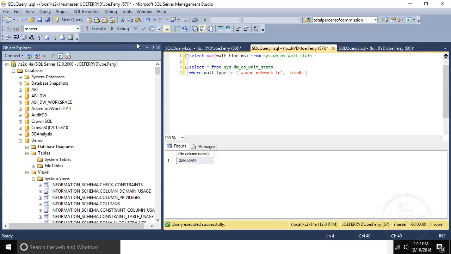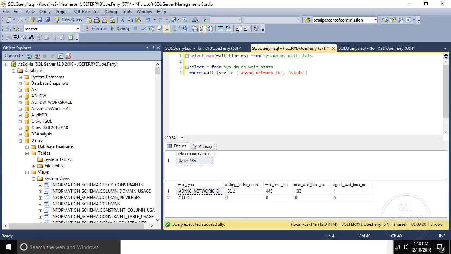Now, if I execute this, we'll see that this is very small, 0, and Async Network I/O is not very large. What I'm looking for is wait statistics that are somehow connected with something I have control over, which is more than 1/10 the size of the maximum wait statistic. Now that's just my rule of thumb. I look for this 1/10 value. You might determine you like some other value.